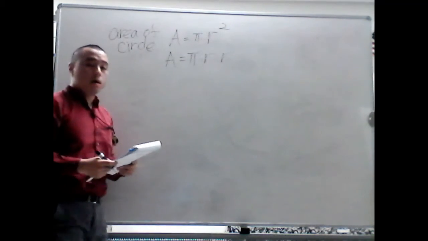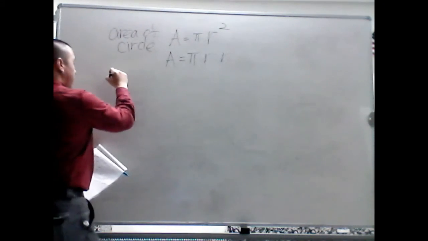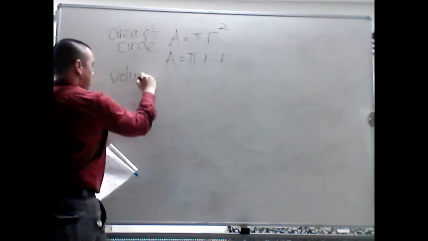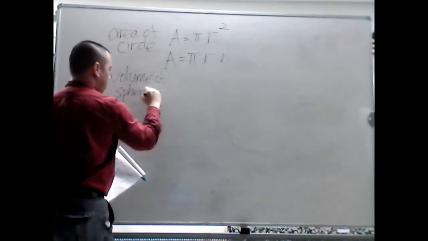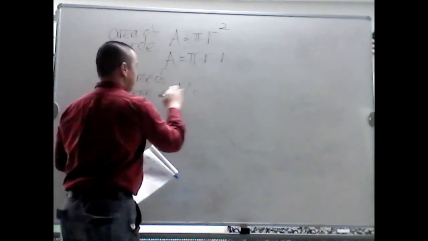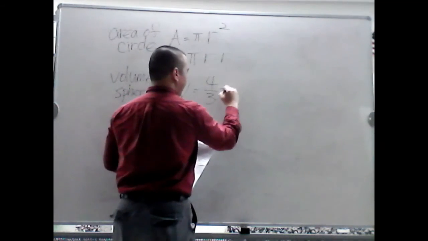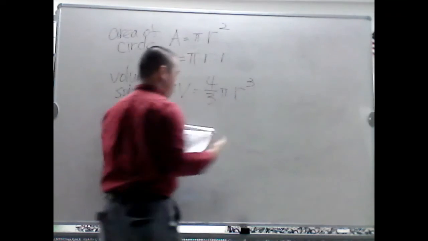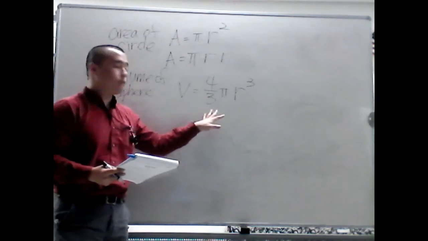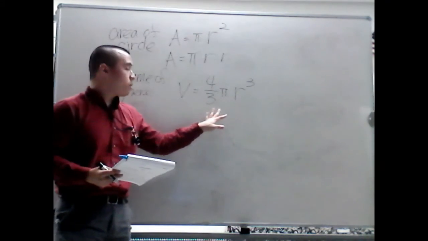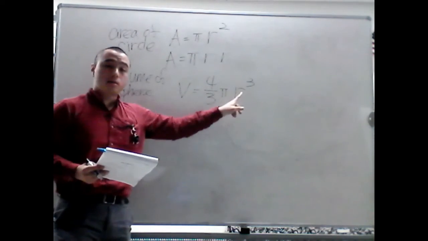Another example of exponential notation would be the volume of a sphere. So the volume of a sphere, V equals 4/3 pi r cubed. In this case, the coefficient is 4/3 pi, and the base is r. The exponent is 3, or cubed.